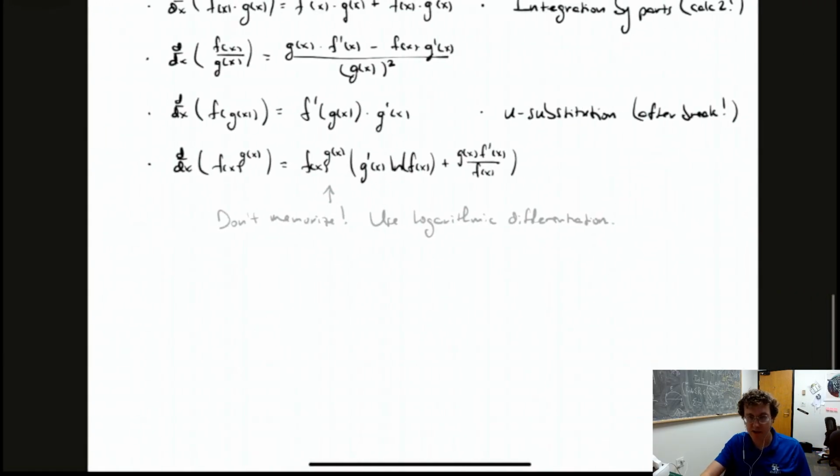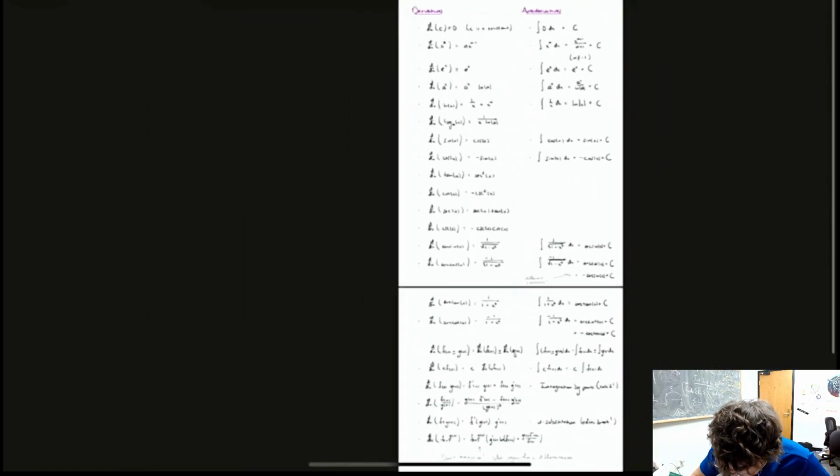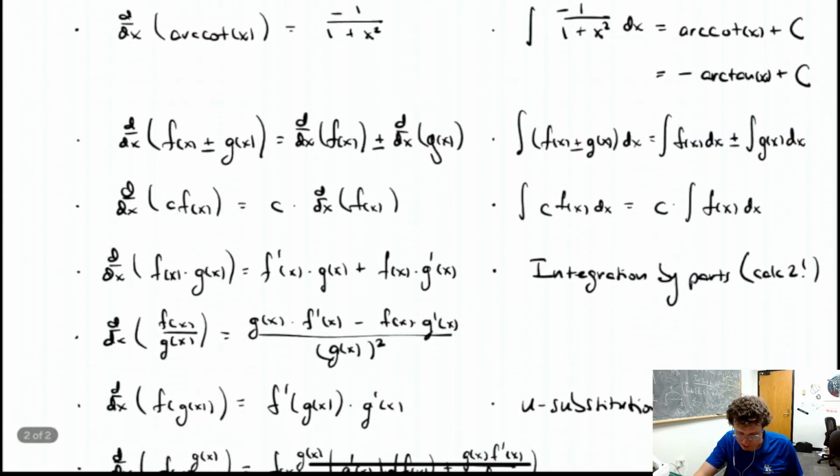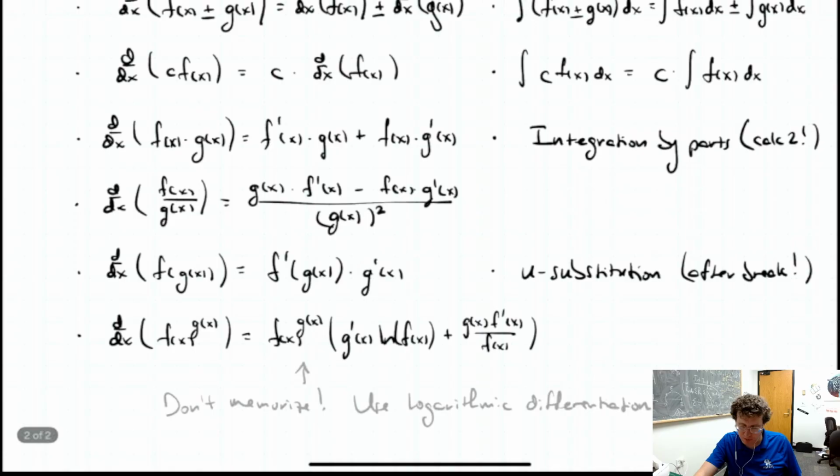Alright, I think that concludes my list of all of the derivative rules that we've covered throughout Calculus 1 and all of the corresponding anti-differentiation tools and techniques. I'm going to pause here for a moment. If you have questions, now would be a great time to throw them in the chat.